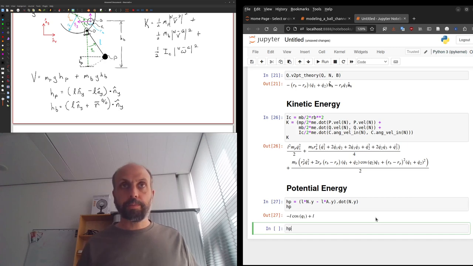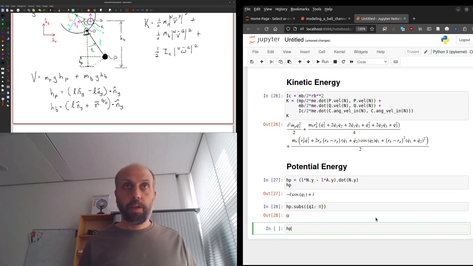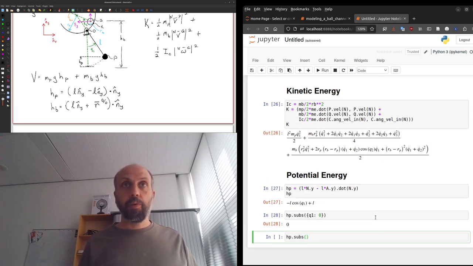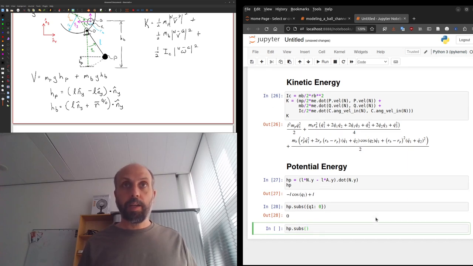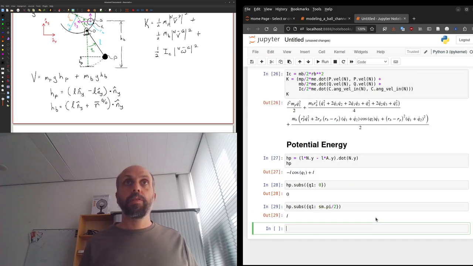We can do a quick check. If q1 is 0, we would expect this to be 0. So I can try HP subs q1 0. Good. If q1 is 90 degrees, we would expect to have a height of L from this reference. Let's just try that, sm dot pi over 2. And we get L. So it seems to make sense. Positive potential energy when it's above the reference, and negative if it was below the reference.